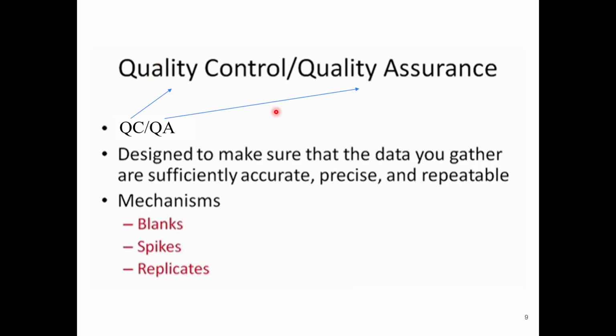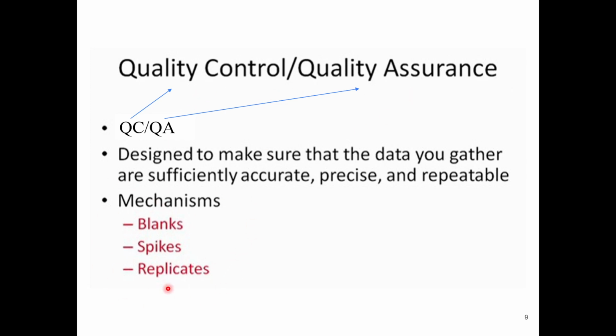In order to perform some type of quality control and quality assurance, so that we are guaranteed that the values obtained are correct, there are various types of QC and QA checks. They are designed to make sure that the data that we gather are sufficiently accurate, precise, as well as repeatable. This is the main reason for which we should perform QC and QA checks.